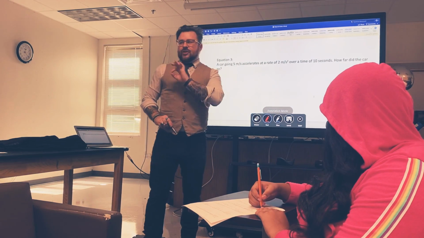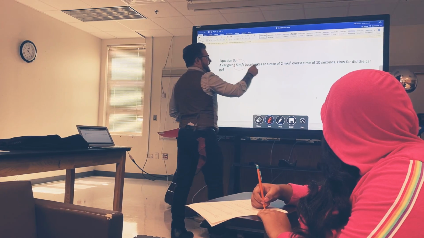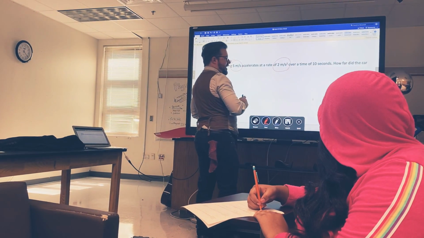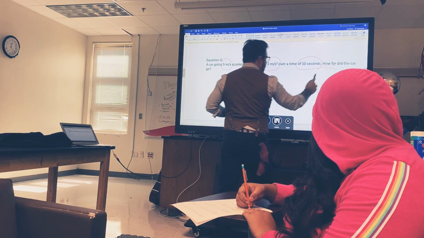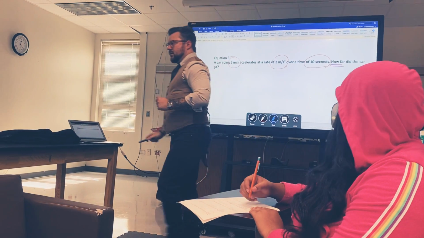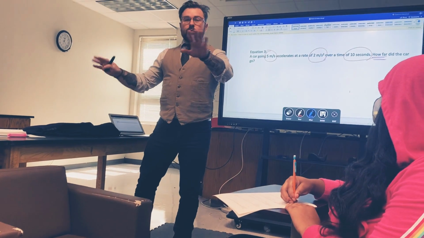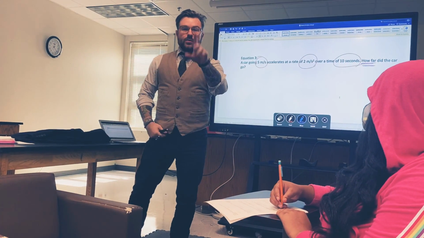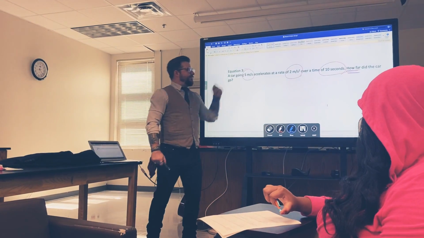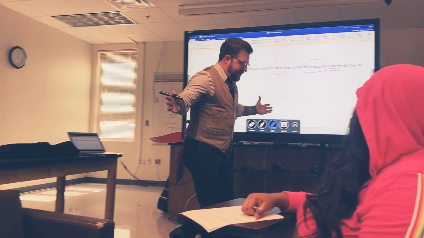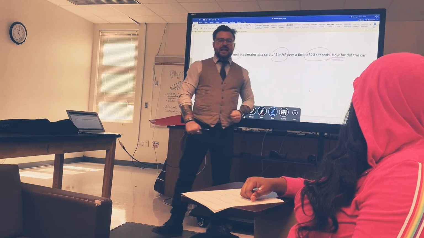Now, this is a different type of problem. It says a car going 5 meters per second accelerates at a rate of 2 meters per second squared over a time of 10 seconds. How far did the car go? I think the other one is 217.3. I'm not going to check it right now. We'll come back and work it. Let's do this real quick so we can get the video. So look at this one. Equation 3 says a car is going 5 meters a second, constant, and then it starts accelerating at a rate of 2 meters per second squared over a time of 10 seconds. How far did it go?